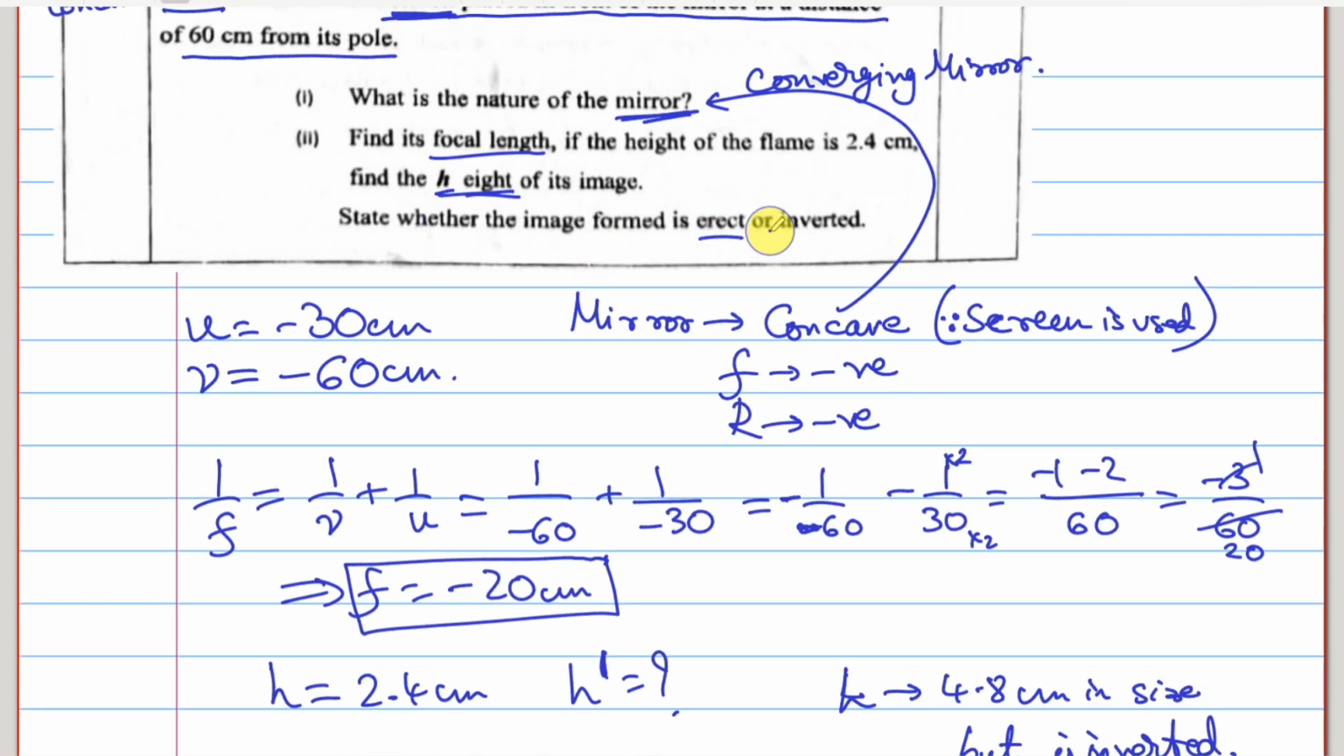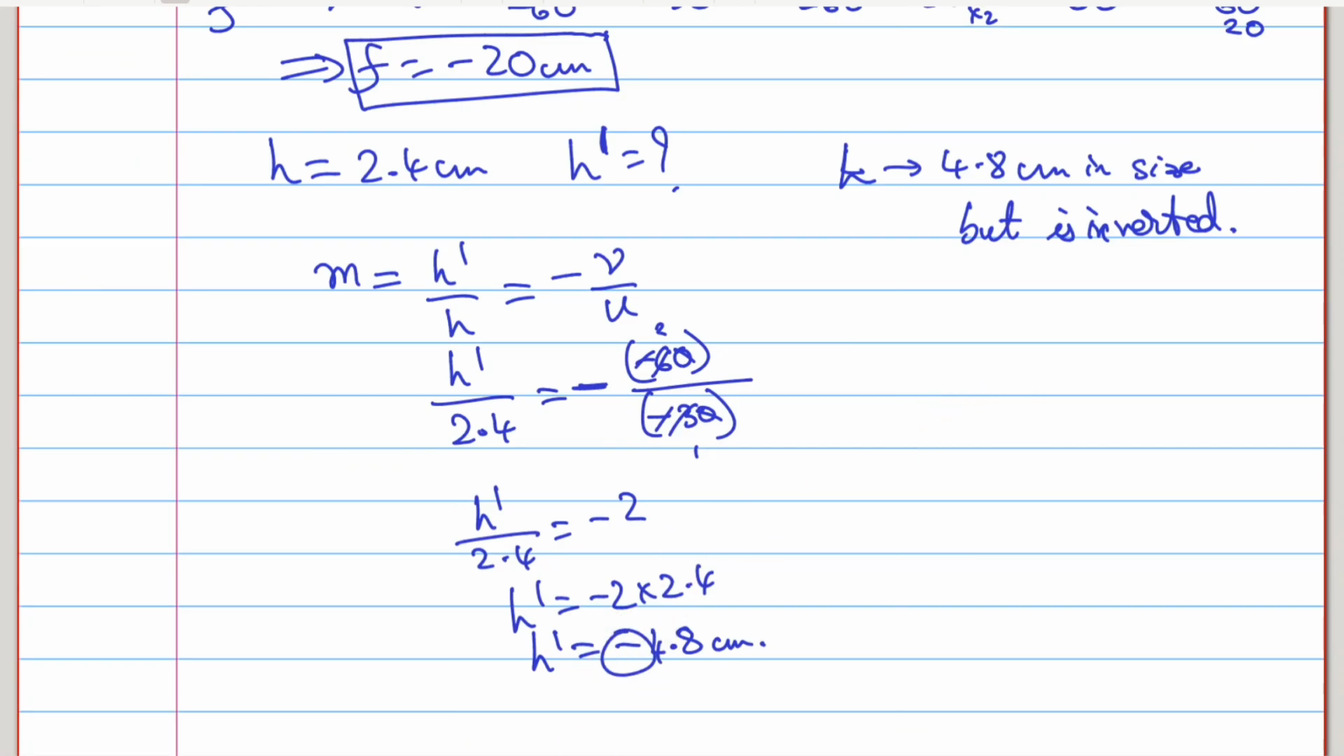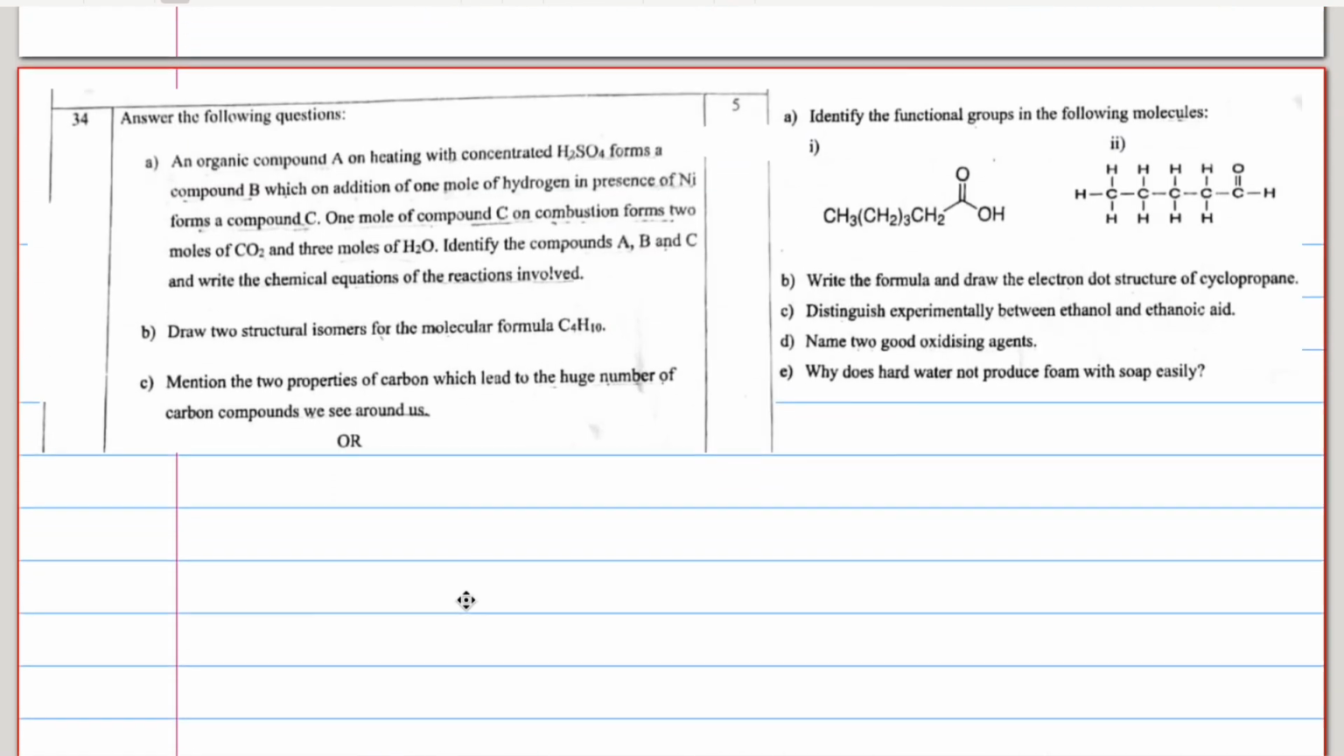State whether the image formed is erect or inverted. It is inverted because height turned out to be negative. It has a negative sign. Or because a screen is being used, that means the image is real. If the image is real, real images are always inverted.